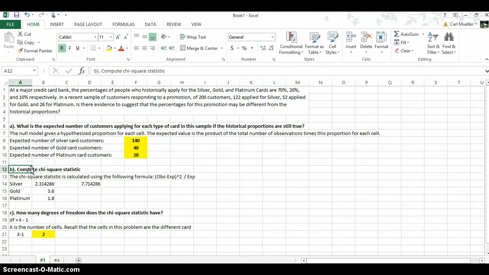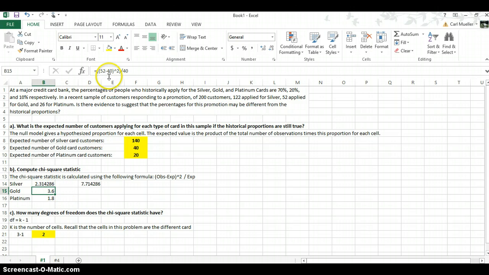The next piece is to compute the chi-square statistic. The chi-square is an inferential statistic that helps you compare the populations, what you see versus what you calculate in this equation. Remember, for the chi-square, it's the observed minus the expected, squared, divided by the expected. That's how you find it, and you can see it here. 122 minus 140, squared, divided by 140, with 140 being our expected value and 122 being our observed value. 122 applied for silver. You set those up.